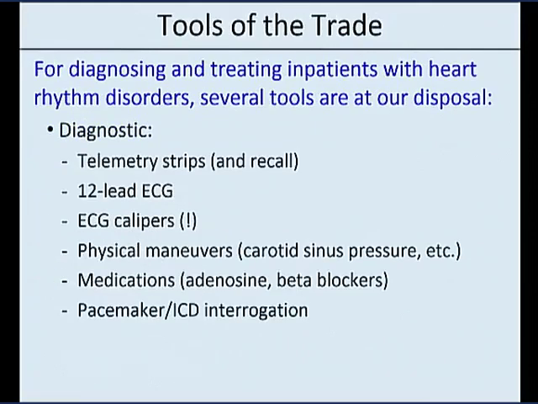Lots of tools of the trade that we use very commonly. There's telemetry, and very importantly, recall. We'll see how important it is to see how rhythms start and how they stop. Sometimes you get important clues during those episodes that you don't see during the ongoing episode. The 12-lead ECG, of course, is kind of a forgotten art in some settings.